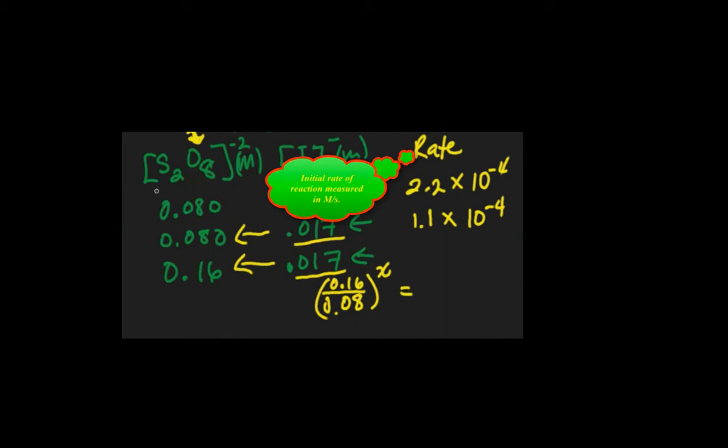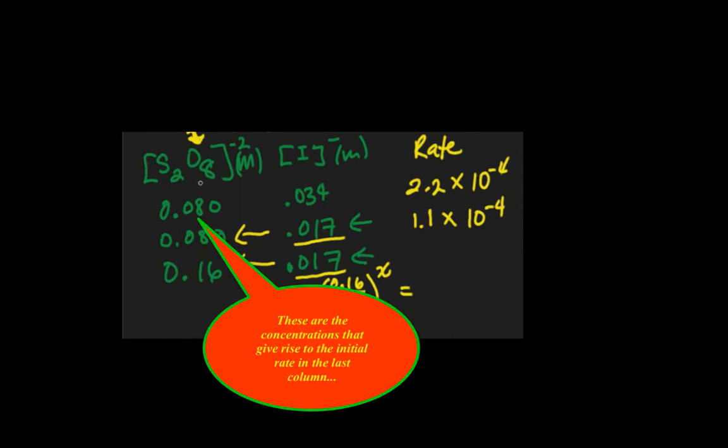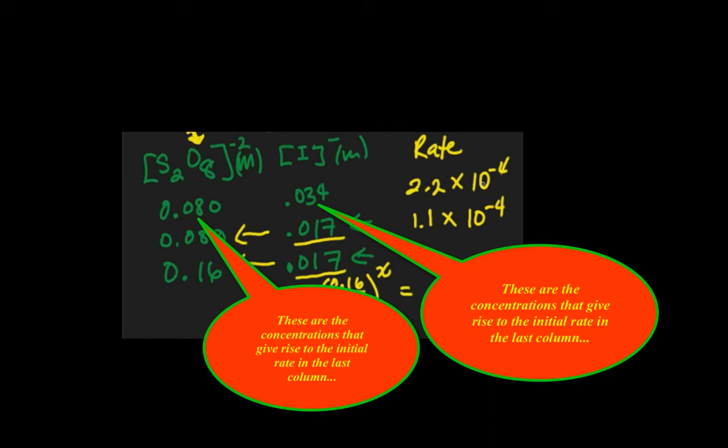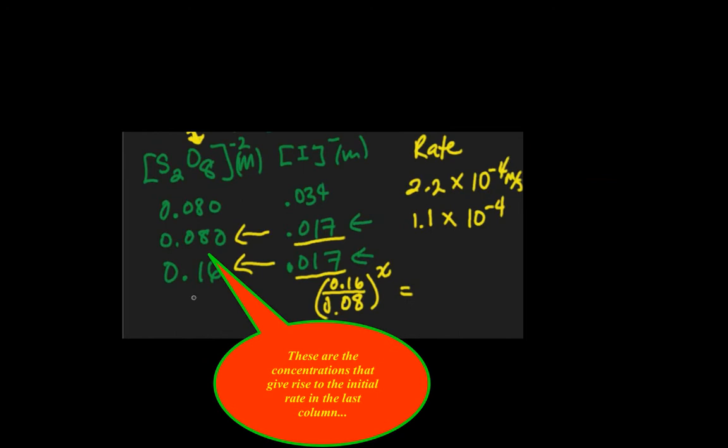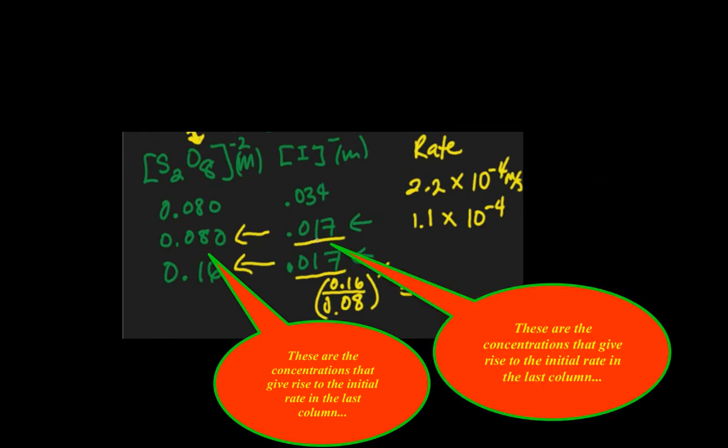Whenever I have a reaction, you see the reaction at the top of the page, and I use the concentrations of 0.08 molar for the S2O8 and 0.034 molar for the iodide, the initial reaction rate will be 2.2 times 10 to the negative 4 molar per second. Whenever the reactant concentrations are 0.08 and 0.017, the reaction rate will be 1.1 times 10 to the negative 4 molar per second.